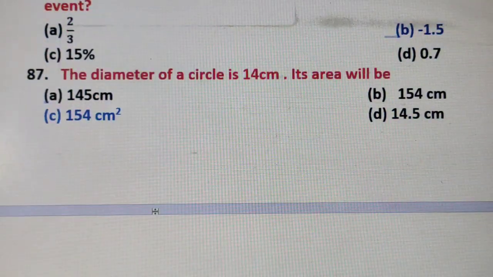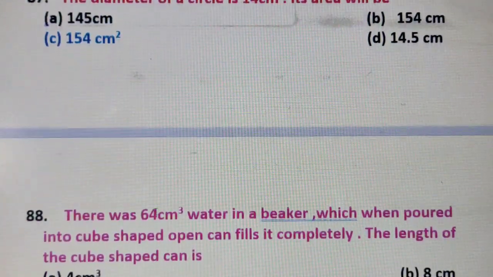We know that the probability of an event can never be negative, that is the option is minus 1.5. The diameter of a circle is 14, find the area. Diameter of the circle is 14, that is radius equal to 7, area pi r square is 154.